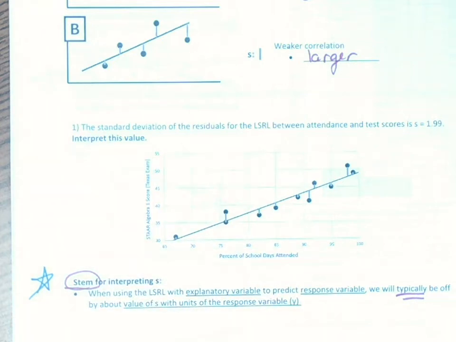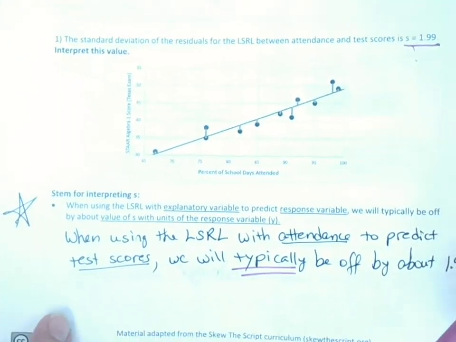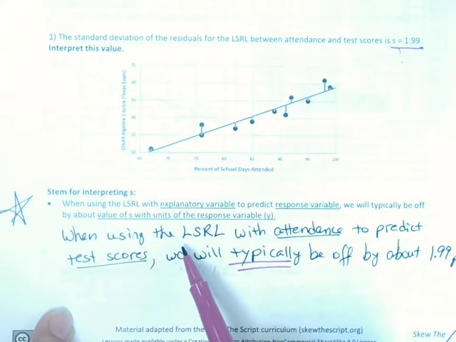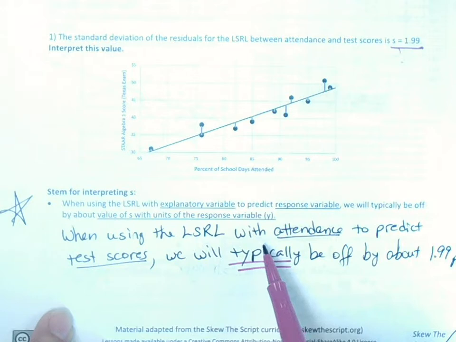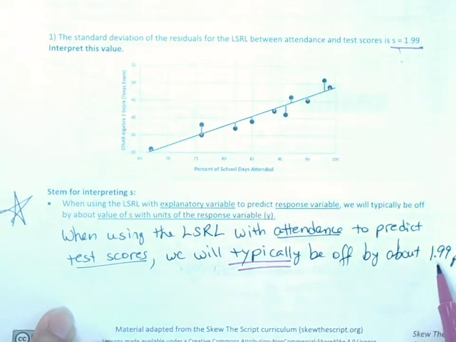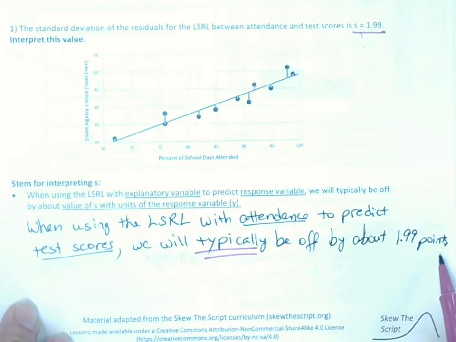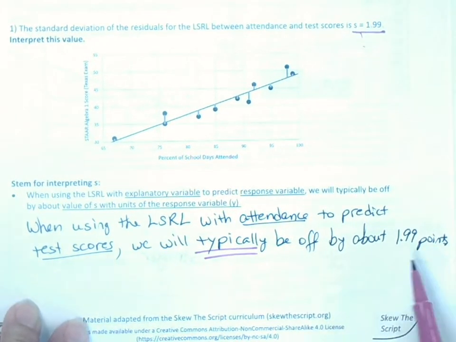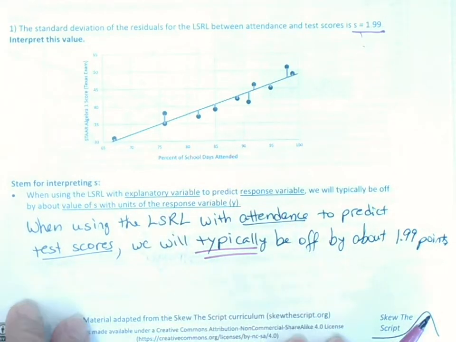So in this case, we just plug this in so I don't waste time. When using the least squares regression line with attendance to predict the Algebra 1 STAR test scores, we will typically be off by about 1.99 points. So again, you're just plugging things in for everything that's underlined on here.